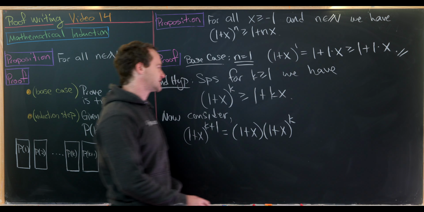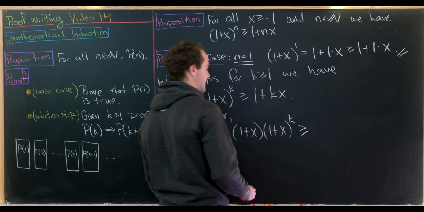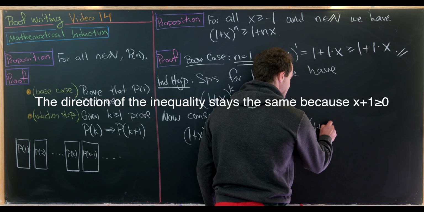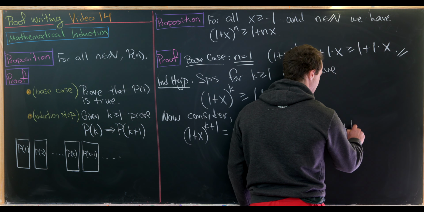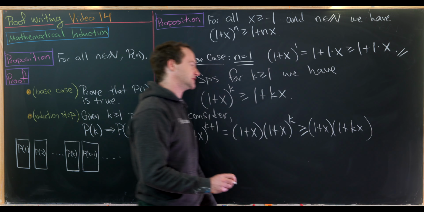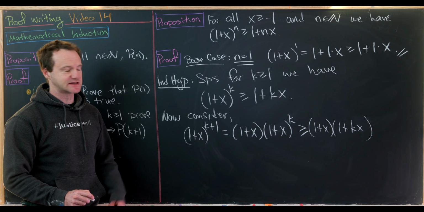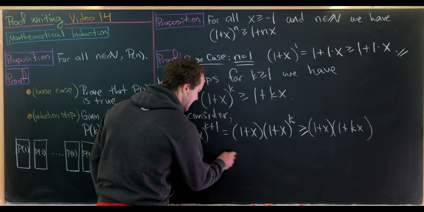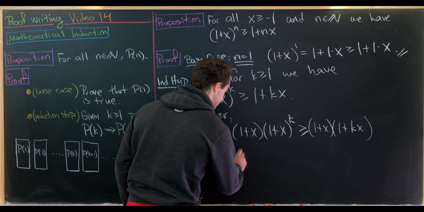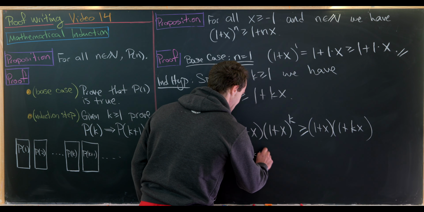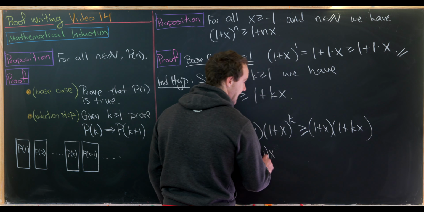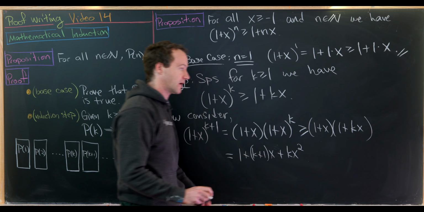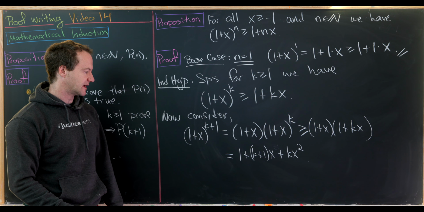Okay, so now let's apply our induction hypothesis. That makes this bigger than or equal to (1 + x)(1 + kx). So again, that's our induction hypothesis. And then from there, we'll just multiply this out. That will give us something like this: 1 + (k + 1)x + kx². So that's what we get when multiplying this out.